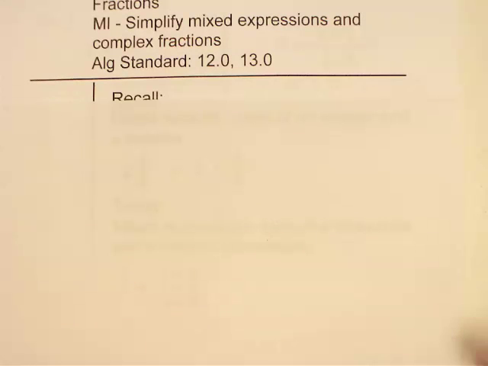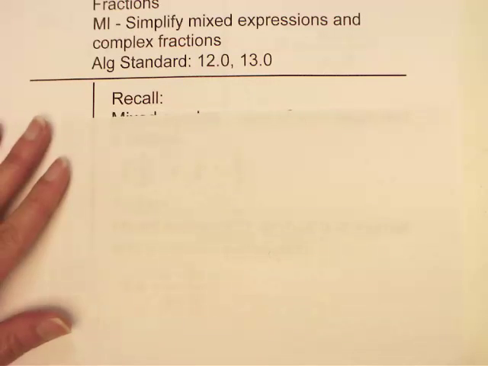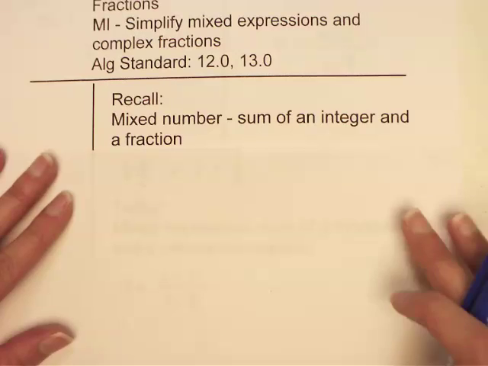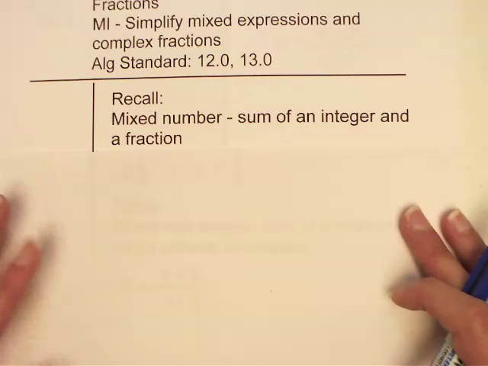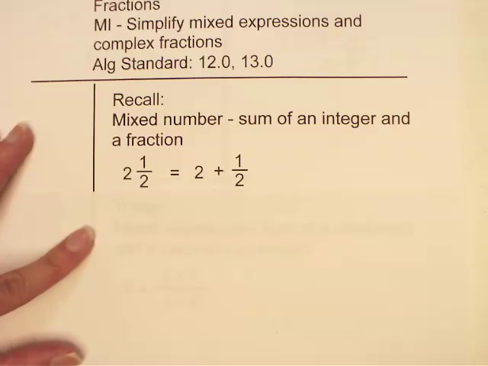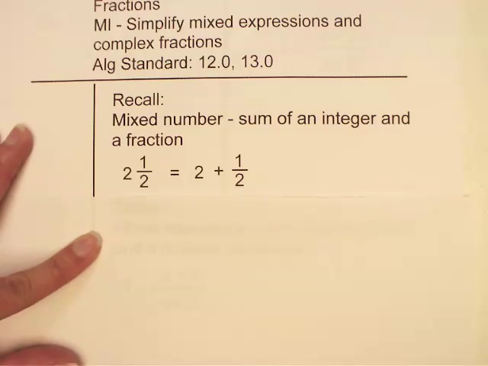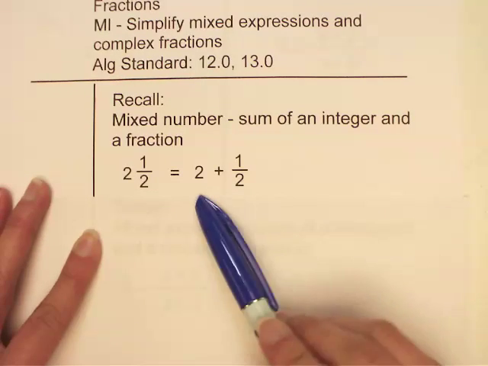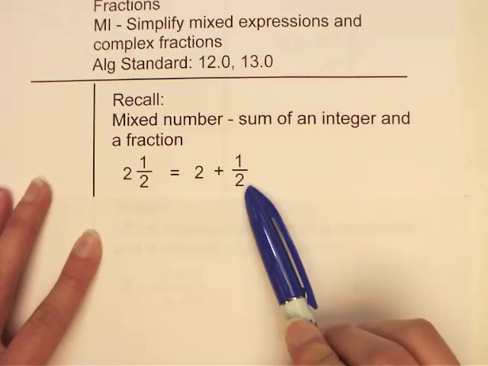So, recall back from your elementary school days, mixed numbers. This again is a sum of an integer and a fraction. And so here's an example. We have 2.5. We can rewrite it as the sum of an integer and a fraction.